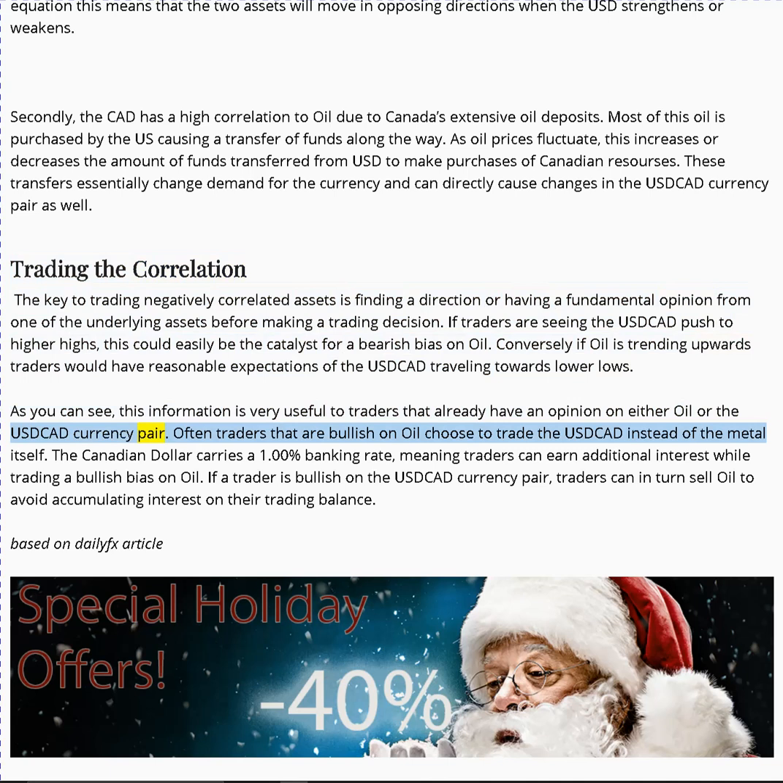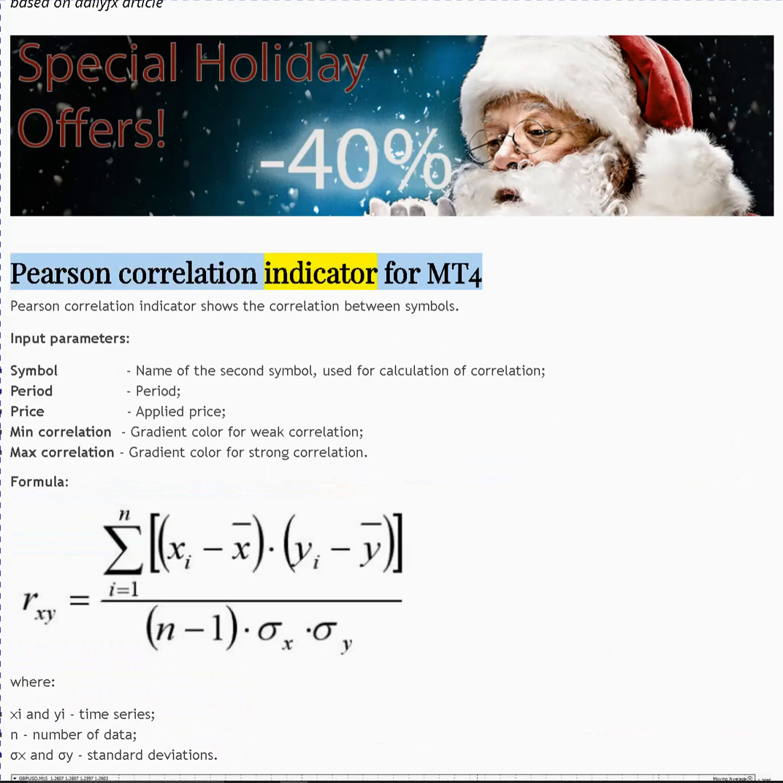Often traders that are bullish on oil choose to trade the USDCAD instead of the commodity itself. The Canadian dollar carries a 1% banking rate, meaning traders can earn additional interest while trading a bullish bias on oil. If a trader is bullish on the USDCAD currency pair, traders can in turn sell oil to avoid accumulating interest on their trading balance. Based on Daily FX's article.